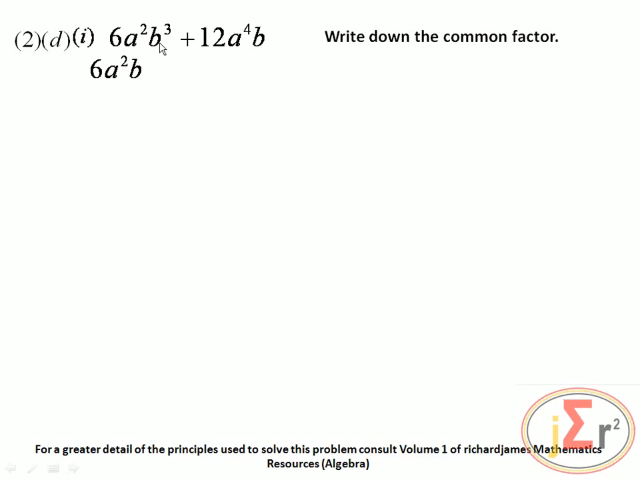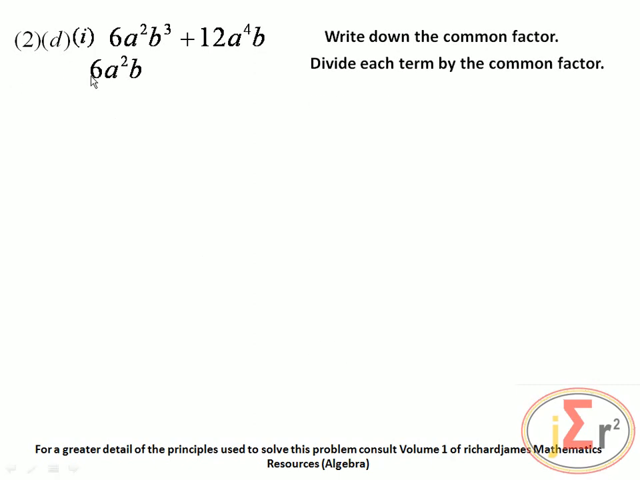We will go to the b's and say the same thing. What is the largest power of b that can go into b cubed and b? Of course, b is b to the power of 1. The largest power of b that can go into b cubed and b is b to the first power, or just b. We will then divide each term by the common factor.